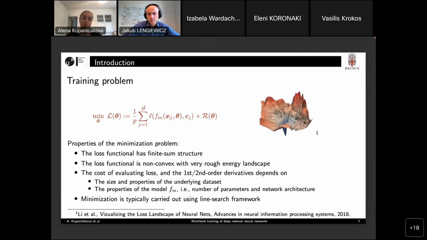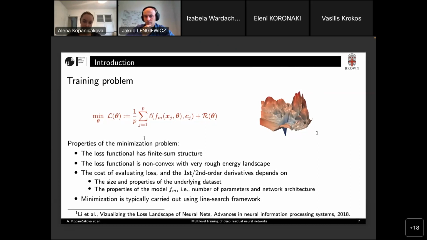We also know that our underlying loss functional is non-convex and our energy landscape is very rough. Here we have a simple example, reported in this paper by Lee and coworkers in 2017, where they demonstrate how the energy landscape of a deep network looks. As you can see, there are a lot of local minima and also saddle points and flat regions. So it is very difficult to construct a solution strategy which can converge to a reasonable solution.